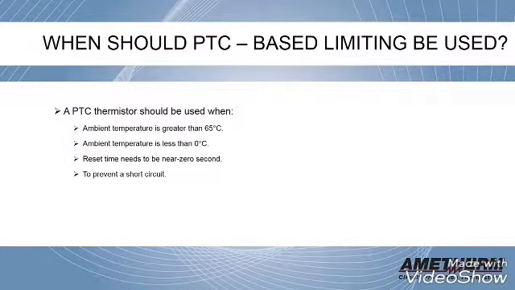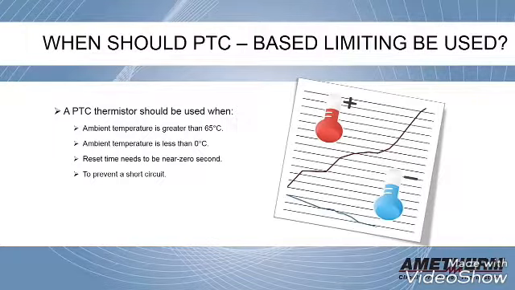When should PTC base limiting be used? A PTC thermistor should be used when ambient temperature is greater than 65 degrees Celsius, ambient temperature is less than 0 degrees Celsius, reset time needs to be near 0 second, or to prevent a short circuit.